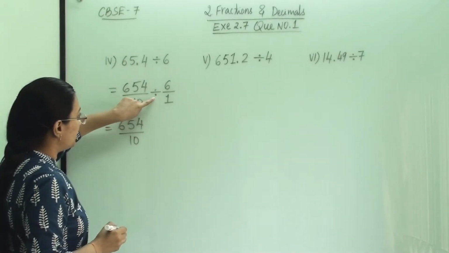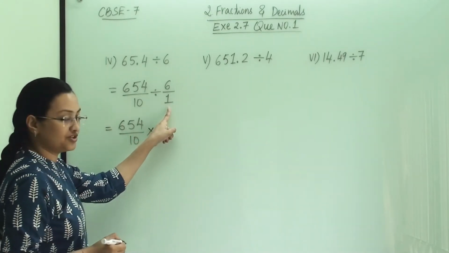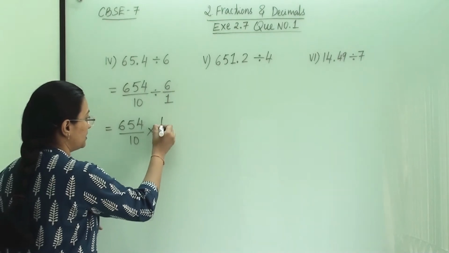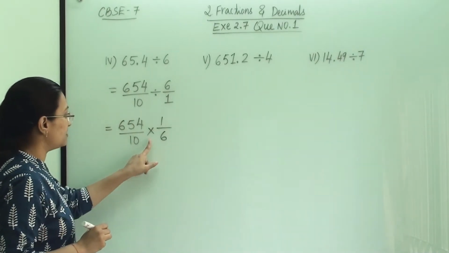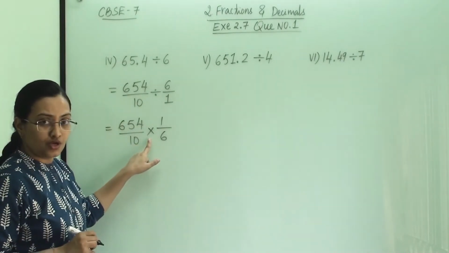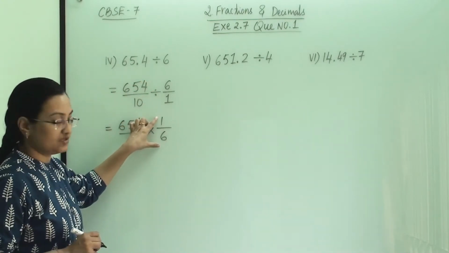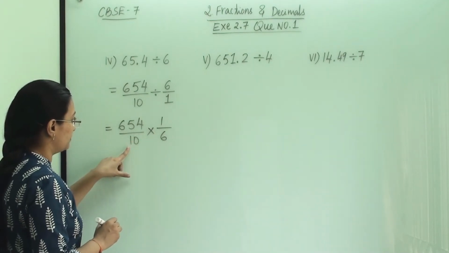Now we are converting this division sign into a multiplication sign, and this second fraction we are writing as its reciprocal. So 6 divided by 1 will become 1 divided by 6. So two changes we have done at this step: the division sign we have converted into a multiplication sign, and for the second fraction we have taken the reciprocal. Now let us check if we can reduce anything here.